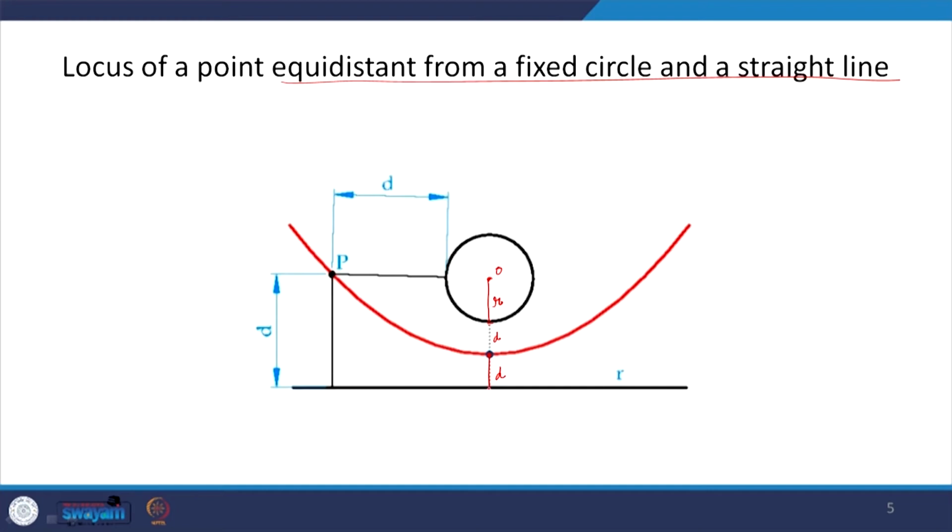So, from this straight line. Now, in this case, what do we do? In the previous case, it was a fixed point and a circle. In this case, it is a circle and a line. So, what do we draw? We draw concentric circles with this point O as the center. It remains constant.